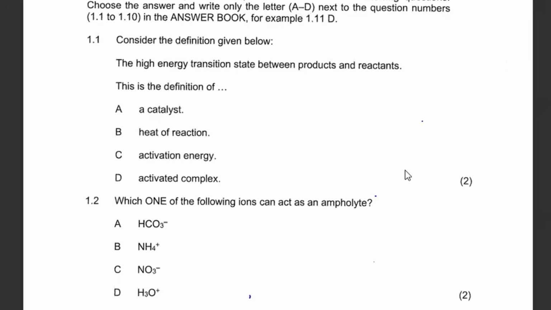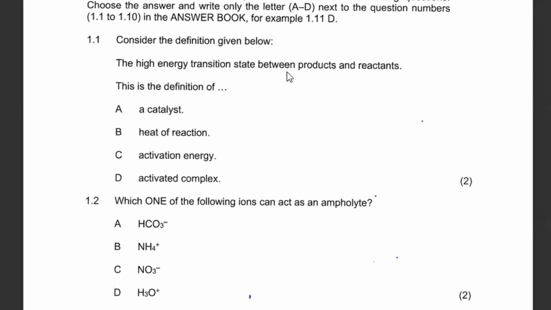Okay, the first question is: consider the definition given below. It reads, the high energy transition state between products and reactants. So this is the definition of A. We've got the option of A, a catalyst, then B, heat of reaction, C, activation energy, and D, activated complex.